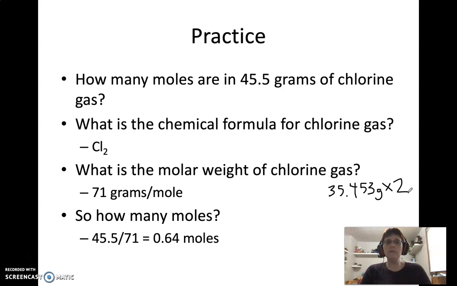You have to figure out first, if the formula is not given to you, what the chemical formula is, then figure out the molar mass, and then you can back calculate how many moles there are in that sample.